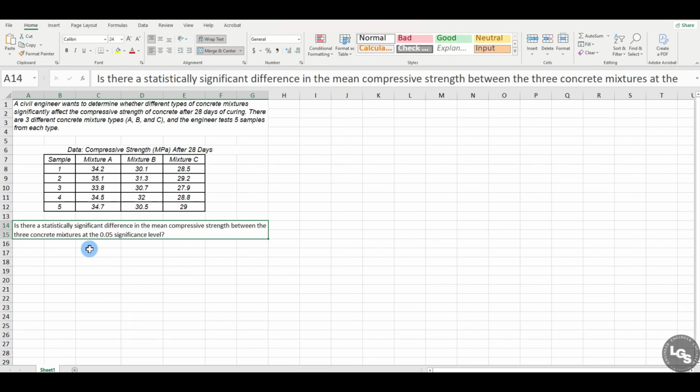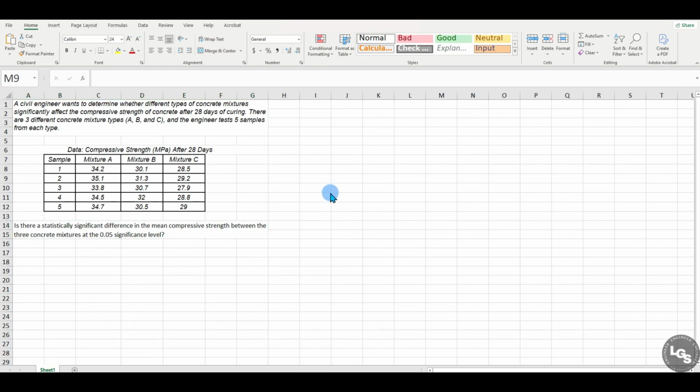0.05 significance level? Based from the problem, the independent variable, so I will write IV for the independent variable, is the concrete mixture. But the concrete mixture has 3 different levels. So we have mixture A, mixture B, and mixture C. And our dependent variable, so that is the DV, is the compressive strength of the concrete mixtures.